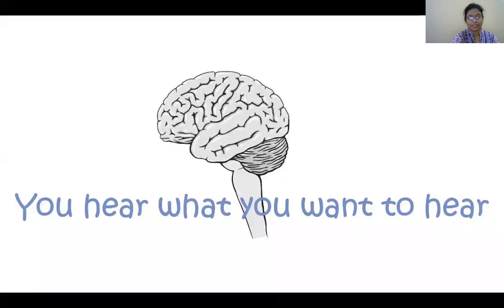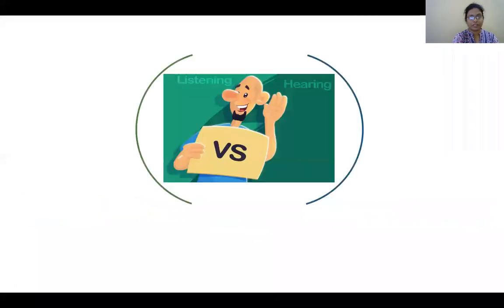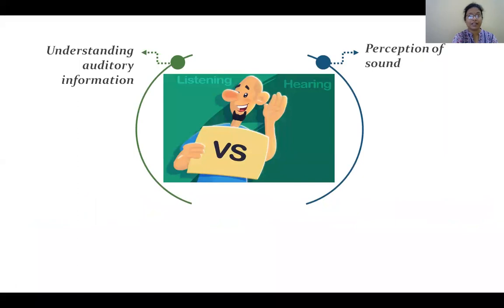That's why I say you hear what you want to hear. We usually tend to ignore. This ignoring capacity is possible because of these centrifugal signals which arise from the auditory cortex. The difference between listening and hearing is, hearing means perception of sound, what sound you're hearing, whereas listening means understanding the auditory information.